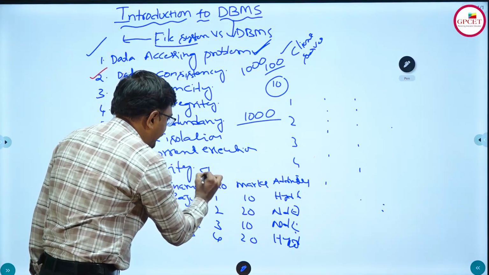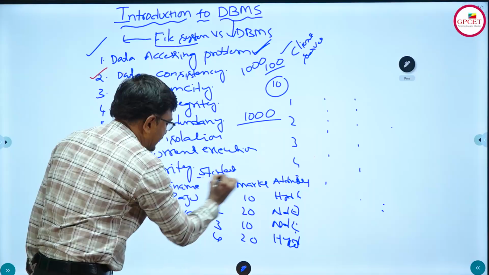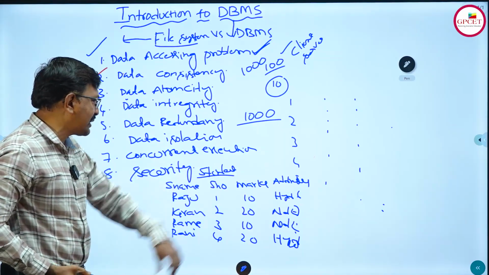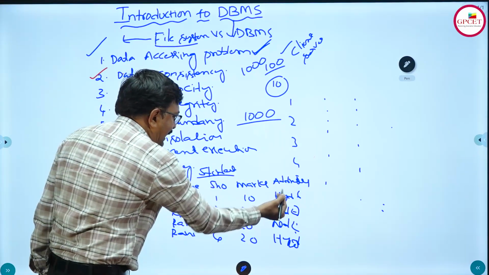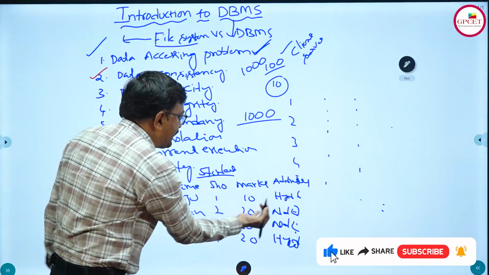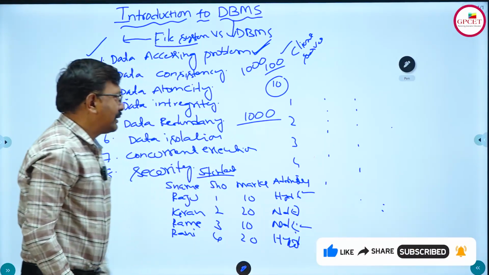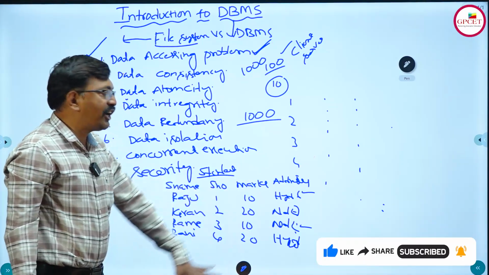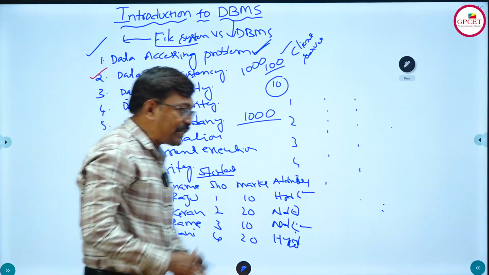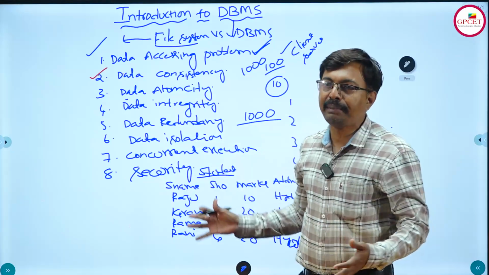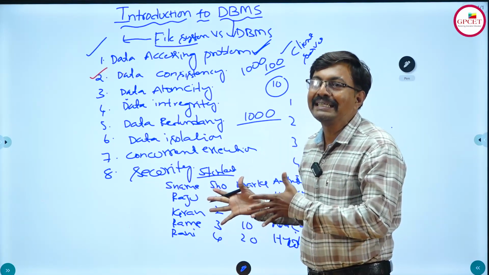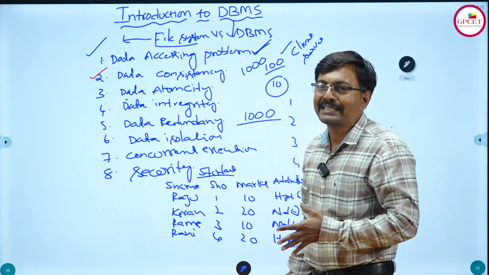This table name is student. In the student table we have S name, S number, marks. First one Raju, 1, 10, Hyderabad. Kiran, 2, 20, Hyderabad. Observe here 10 Hyderabad and then 10 Hyderabad. That is a repetition of information. Once the repetition of information is more in a database, it can look like inconsistency, data inconsistency.